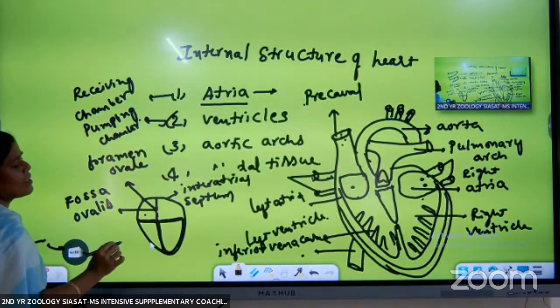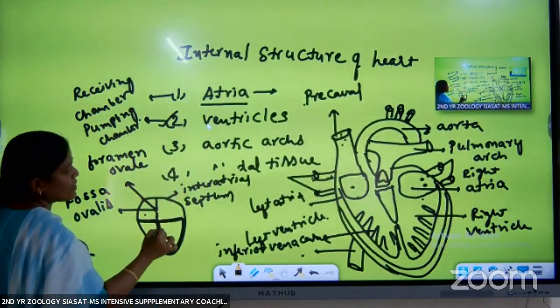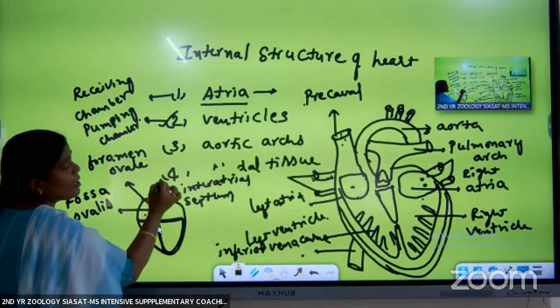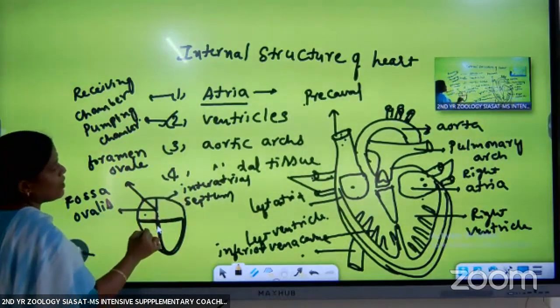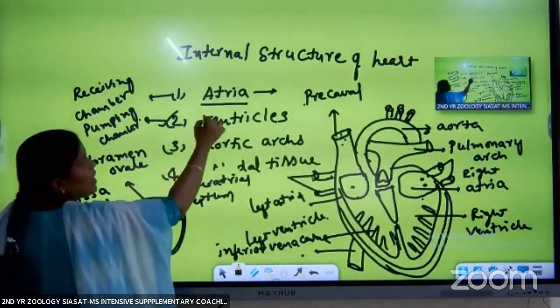Next, this one is about the ventricles, the pumping chambers. They pump the oxygenated blood out by the aorta. They pump the deoxygenated blood by the pulmonary arch. This one is about the ventricles.